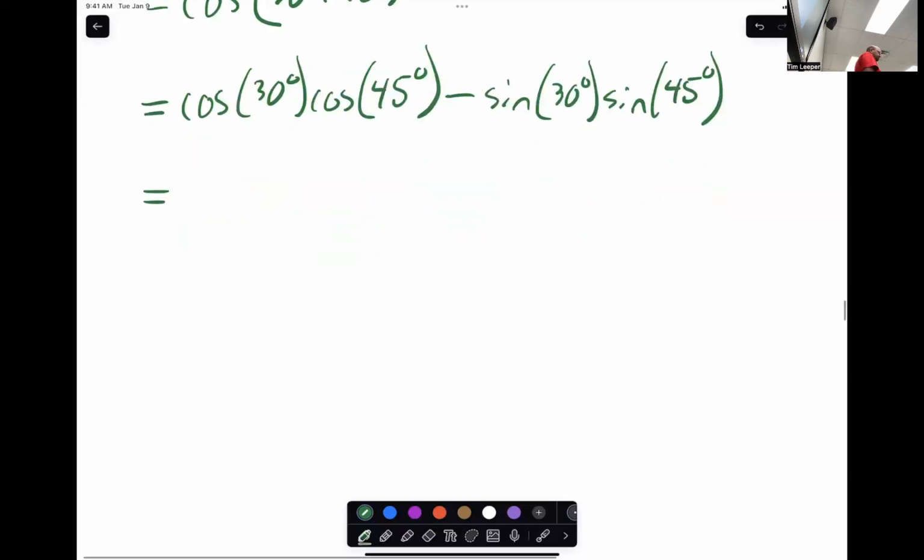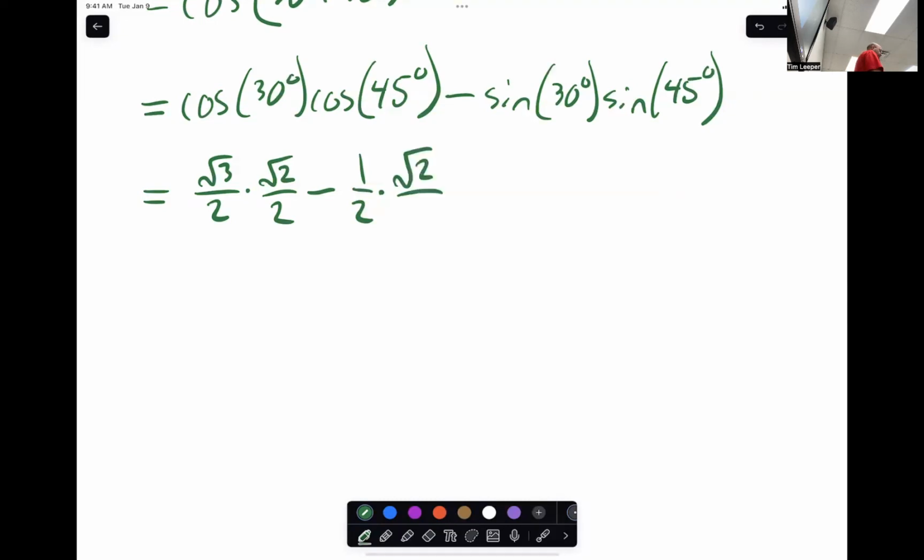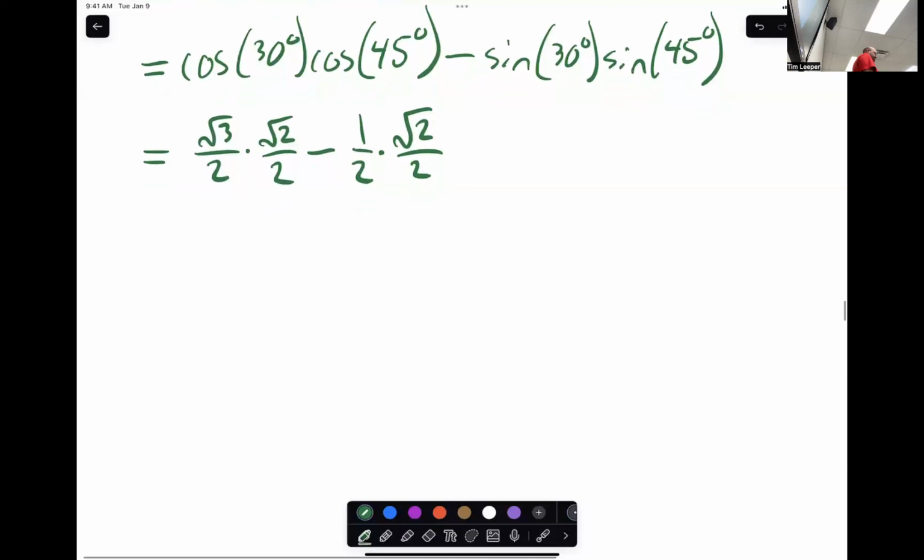So, what is cosine of 30 degrees? Square root of 3 over 2. Times, what's the cosine of 45 degrees? Square root of 2 over 2. And then minus over here, what's sine of 30 degrees? 1/2. 1/2 times sine of 45 degrees? Square root of 2 over 2. Good.